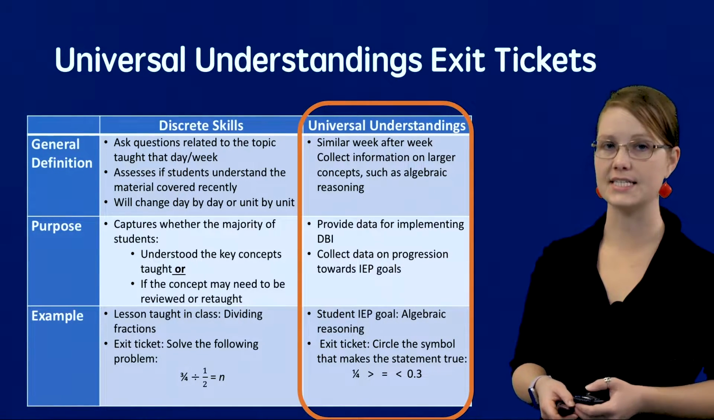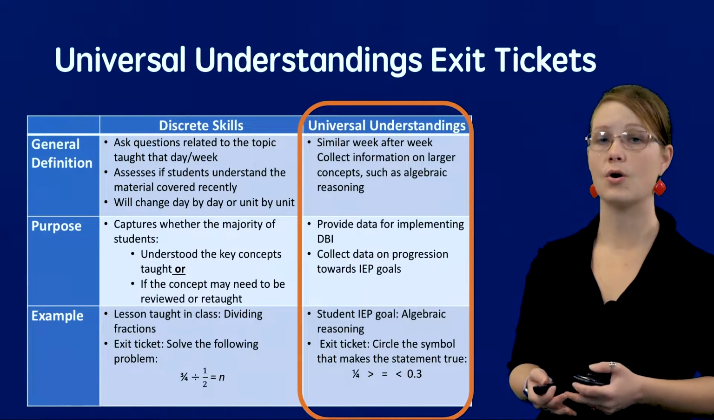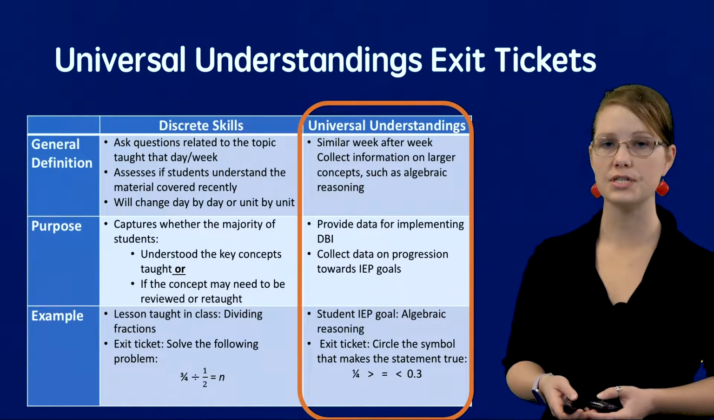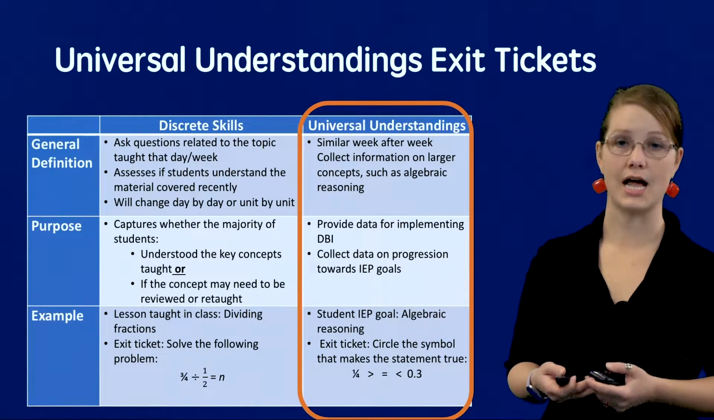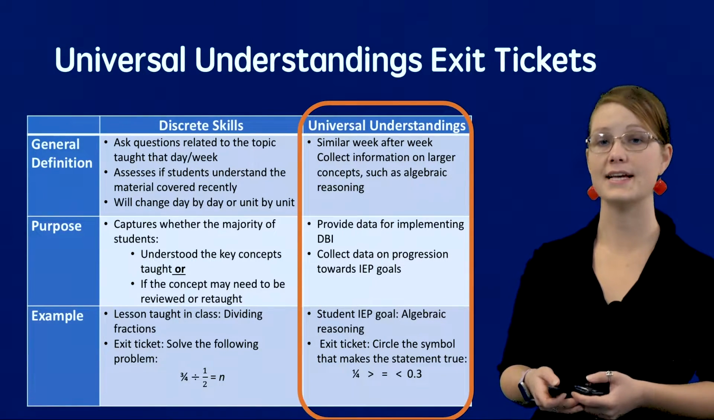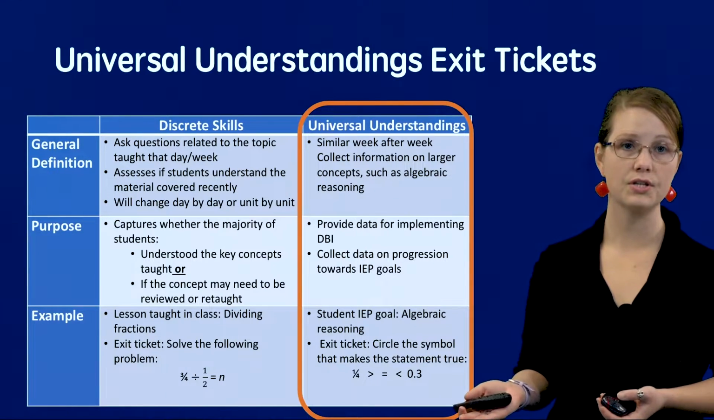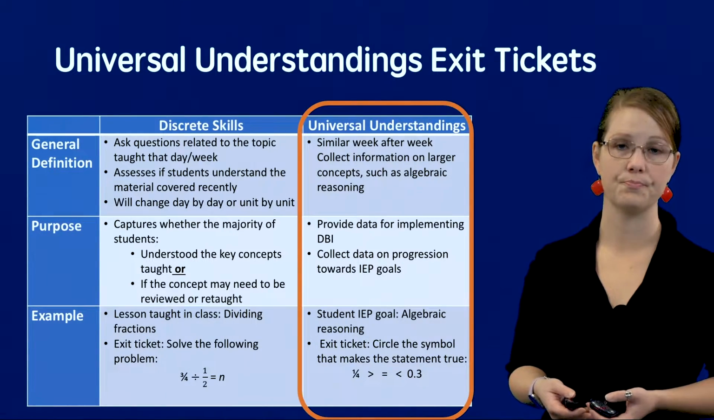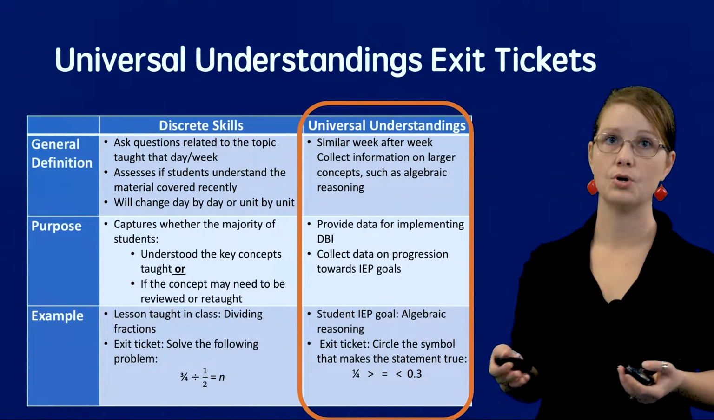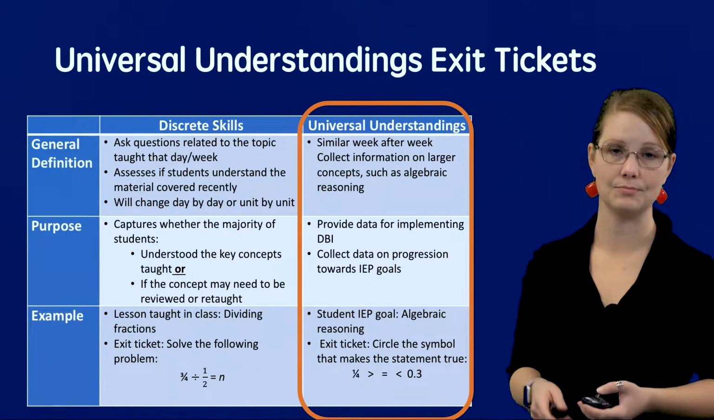Universal understanding exit tickets can provide data for the purpose of implementing DBI or collecting data on the progression towards IEP goals. If the student's IEP goal included algebraic reasoning, for example, regardless of the lesson taught, the exit ticket might say something along the lines of, circle the symbol that makes this statement true. 1/4 is greater than, equal to, or less than 3/10, and they would then circle the appropriate symbol.